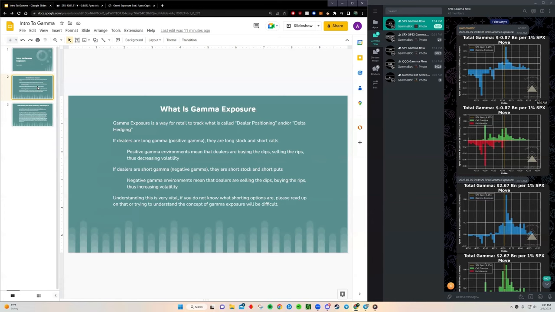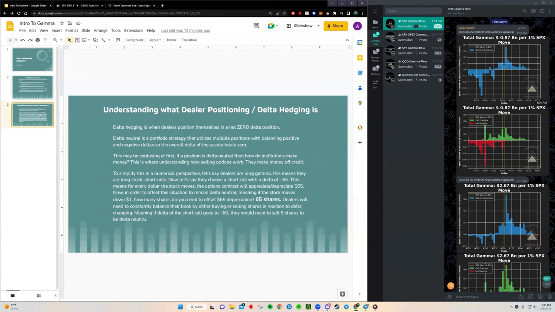Understanding this is super vital. If you do not know what shorting options or selling to open options are, please read up on that, or trying to understand the concept of gamma exposure will be very difficult. Moving on, understanding what dealer positioning slash delta hedging is.